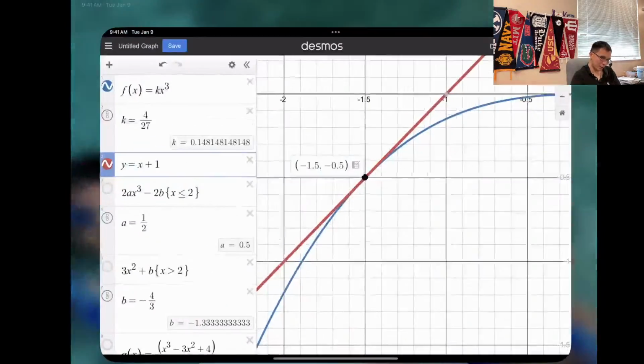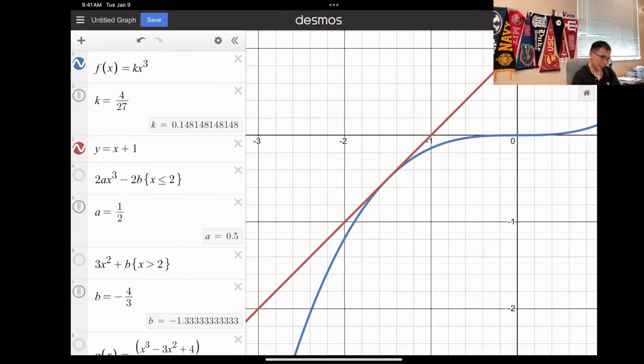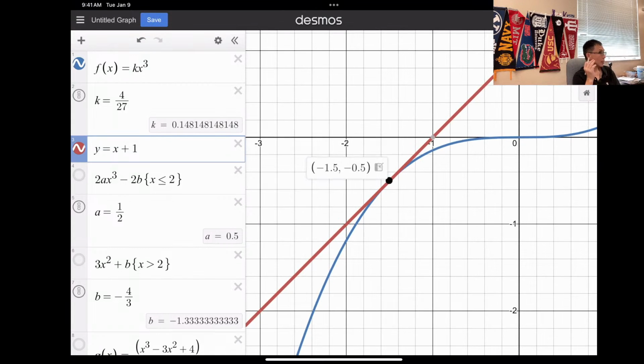And that's why if you plug in 4 over 27, they are exactly tangent to each other. The inputs are the same, the slopes are the same when they're tangent to each other. Now this is a higher level question.